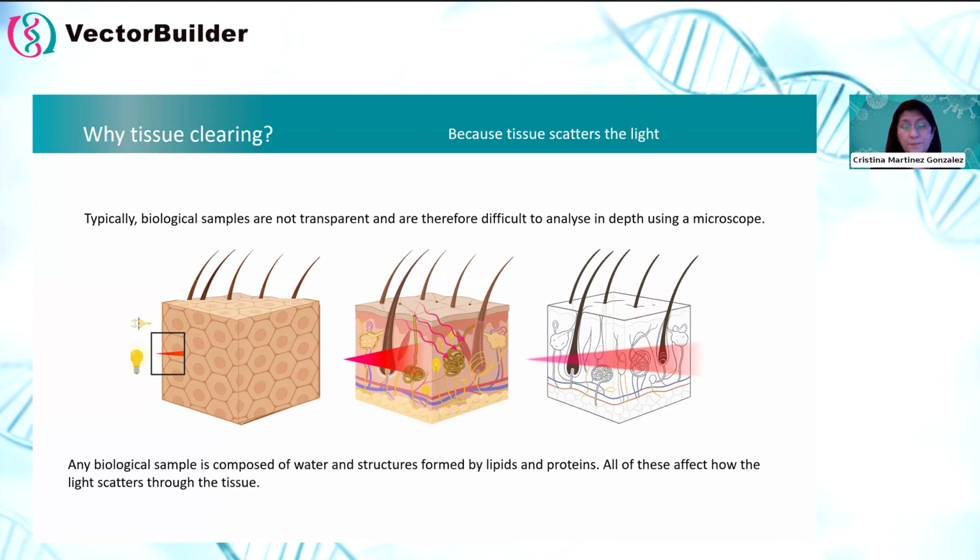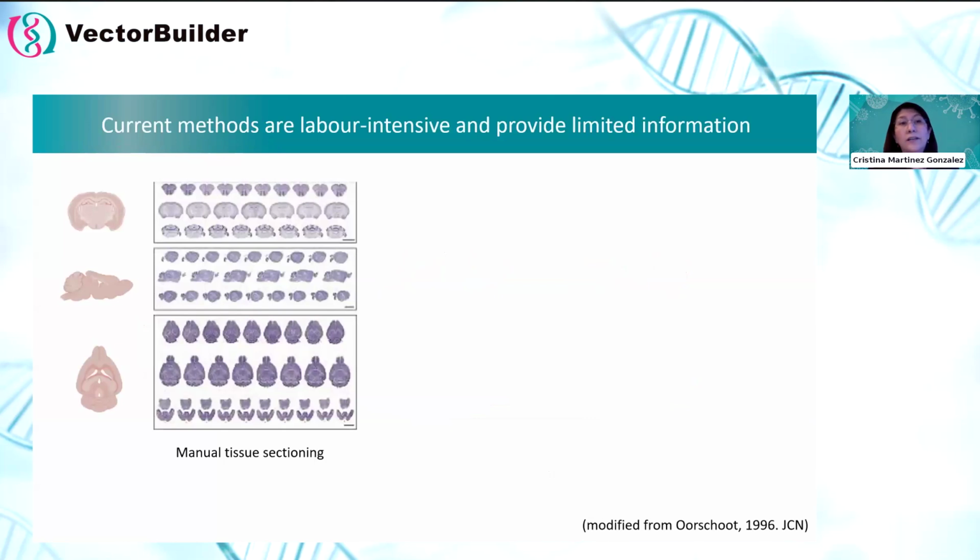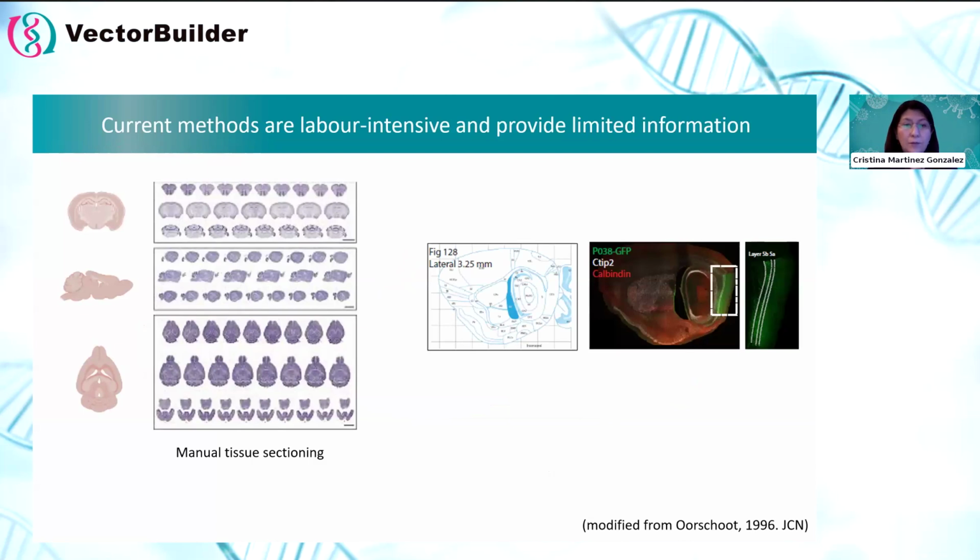Because before light sheet microscopy and tissue clearing, the methods for analyzing brain tissue were very labor intensive and provided very limited information. You needed to slice the tissue in coronal sections, horizontal sections, sagittal sections, and you would have a huge amount of planes. And at the end, no matter what, the way you cut the tissue, you will end up with limited information. You will never get the entire picture.